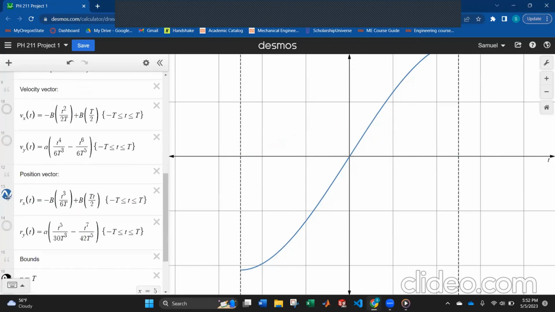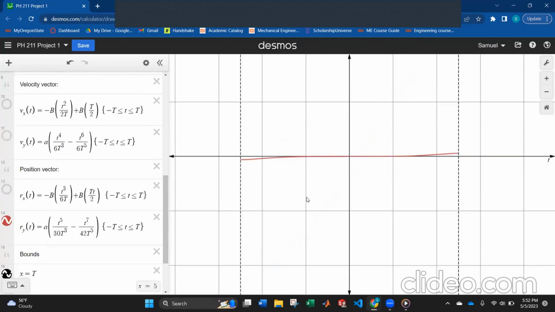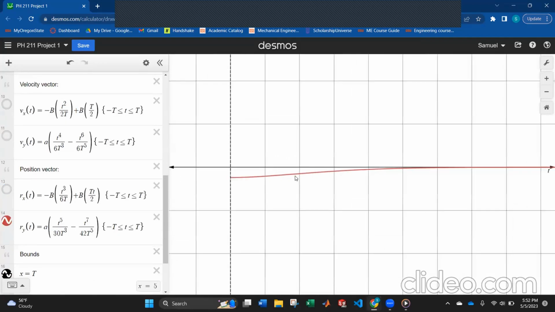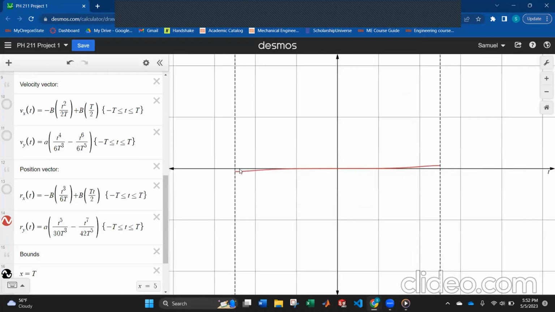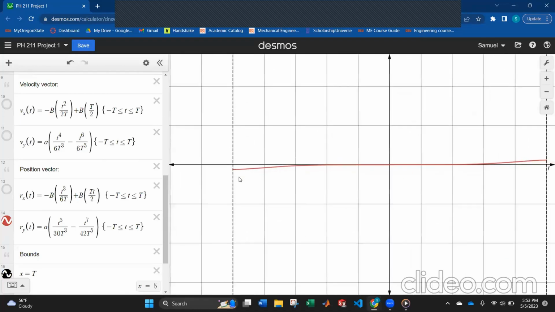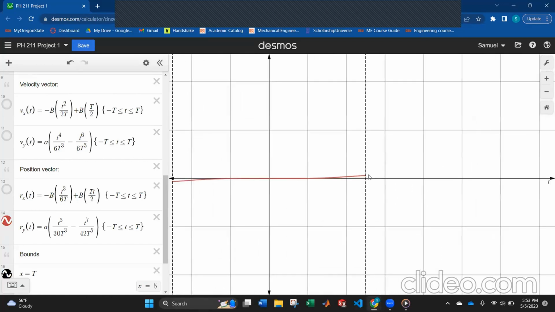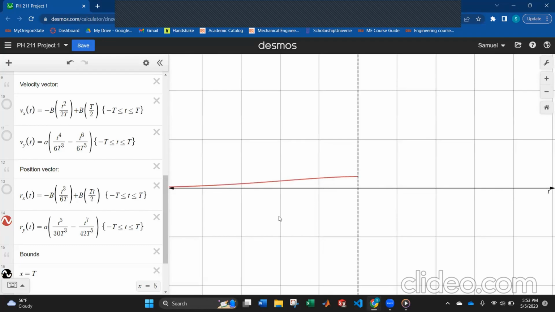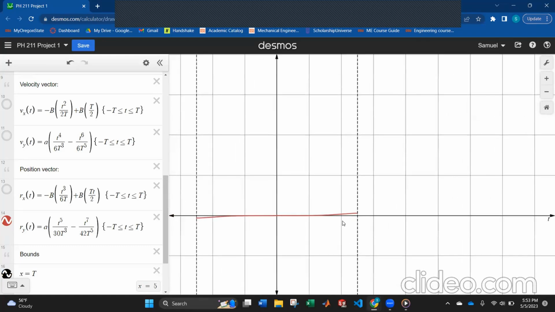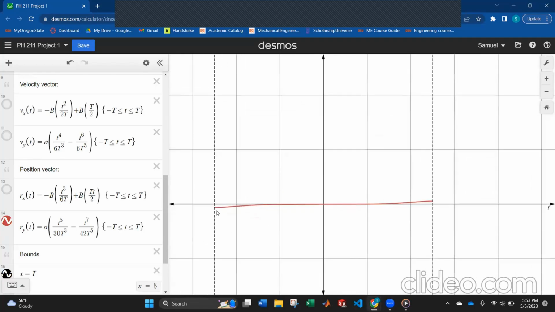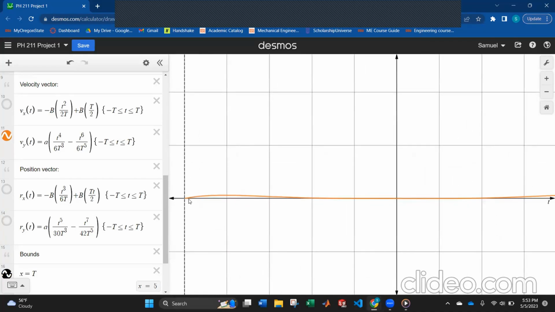Now moving on to the Y direction. This one's a little trickier. We start below the T-axis, and we decided that this meant that the helicopter started in a crater, and then it ends above the T-axis, which means that it lands on a hill. As you can see, the position is always increasing, which can be shown by the velocity vector. The velocity is never below 0.